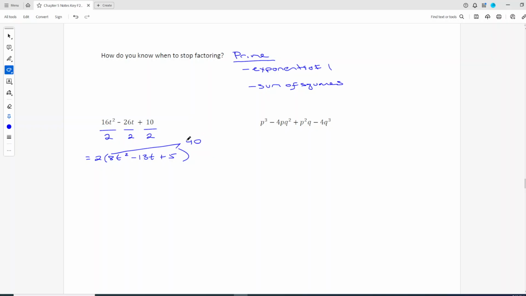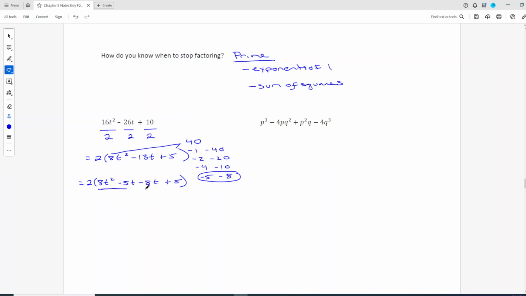So we're multiplying to get positive 40 and we're adding to get negative 13. So negative 1 and negative 40, right? Same signs because I'm multiplying to get positive 40, negative because the middle term is negative. Negative 2 and negative 20, nope. Negative 3 doesn't go in. Negative 4 and negative 10, nope. Negative 5 and negative 8. There's my one. So I'm going to keep that 2 out front. I'm going to decompose my middle term into minus 5t minus 8t plus 5. And again, it doesn't matter which order you write these in.